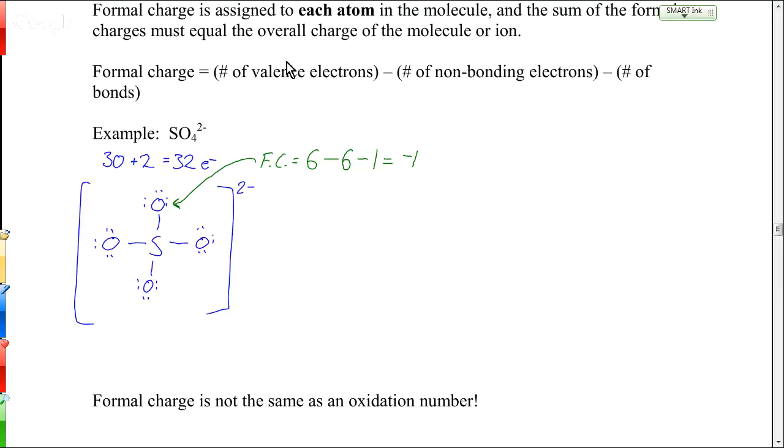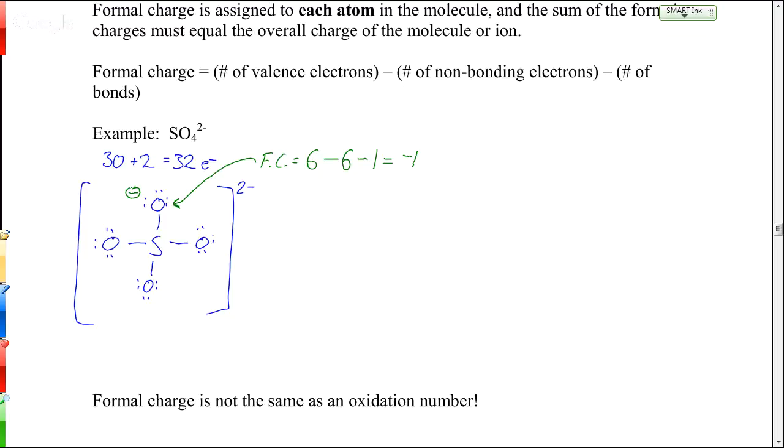We're using this formula right here. So we've got the number of valence electrons, which is 6. Subtract the number of non-bonding electrons, which is 6: 1, 2, 3, 4, 5, 6. And then subtract the number of bonds, which is 1, just this one. So 6 minus 6 minus 1 is -1. So we would say that that oxygen atom has a formal charge of -1. And the way that we express that is by putting a negative sign in a circle. Sometimes the negative sign doesn't have a circle. As long as you make it clear, it doesn't really matter. So there's a negative formal charge on that oxygen.